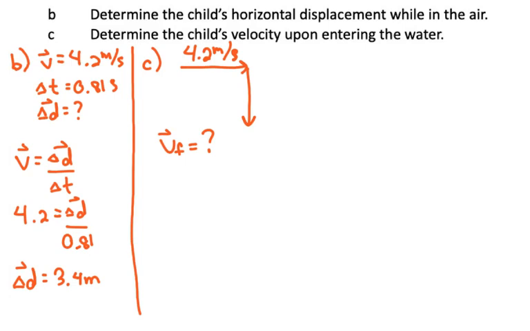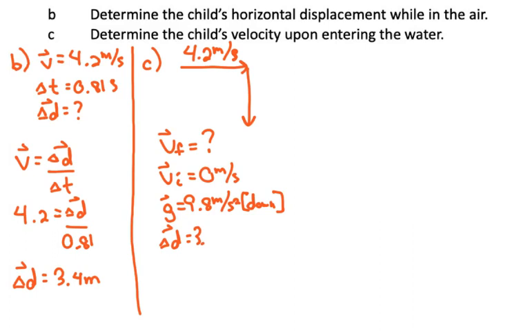We've already dealt with the vertical side of it in question A, so we can use all of that information again. VI in the vertical direction is 0 as soon as the child leaves the slide. Acceleration is due to gravity. And the child's displacement downward is 3.2 meters.